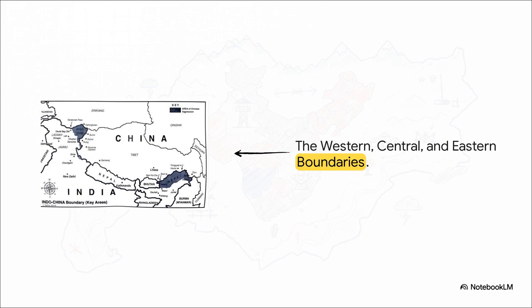On the far left, you've got the western sector up near Ladakh. Right in the middle is the central sector bordering places like Uttar Pradesh and Himachal Pradesh. And then on the right, the eastern sector, which is historically referred to as the Northeast Frontier Agency, or NEFA. Now, while the central sector has definitely seen some smaller claims, it's really the western and eastern sectors where the heaviest historical and strategic weight truly sits.